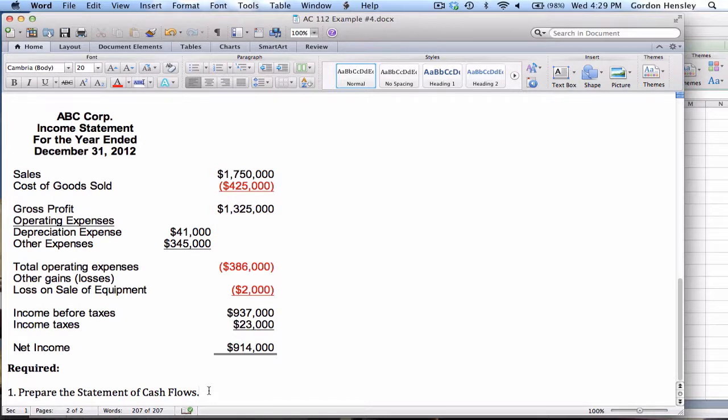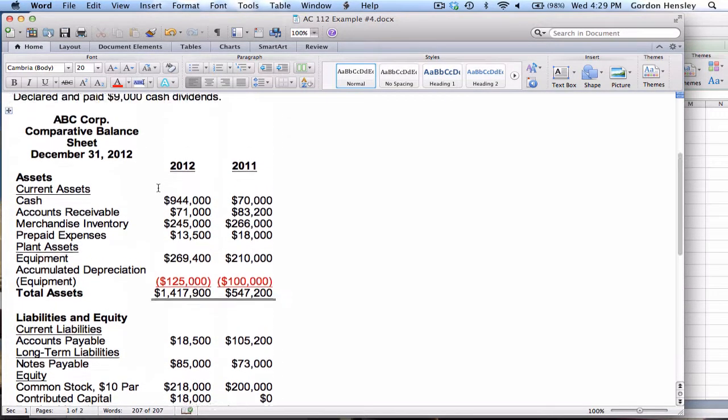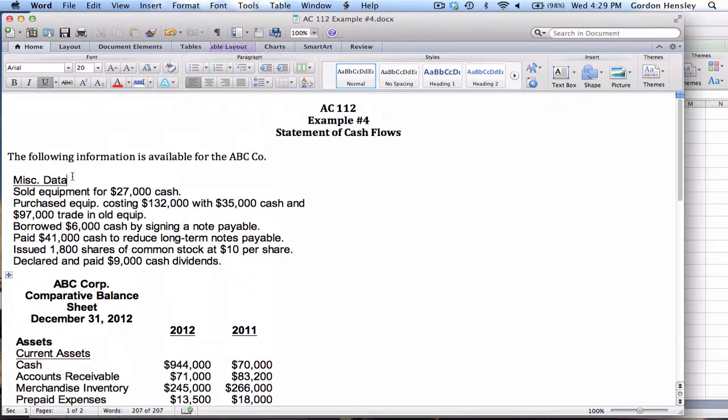Now remember, in our video lecture on the statement of cash flows, I said that we had to have 3 things, and these were the 3 things that we needed: a current copy of the income statement, comparative balance sheet, and miscellaneous data. And if we were armed with all 3 of those things, we would have everything we need to be able to prepare the statement of cash flows.